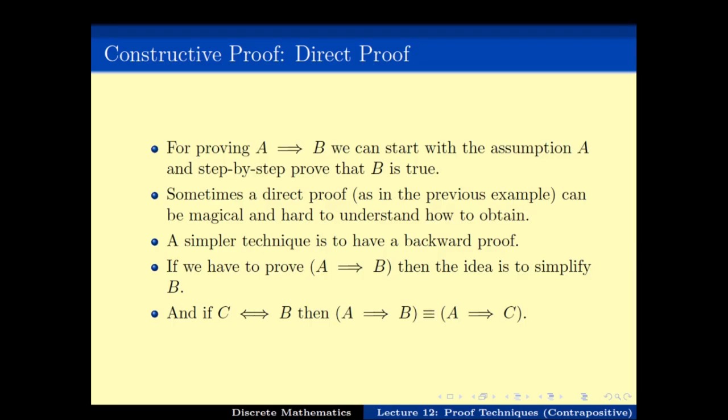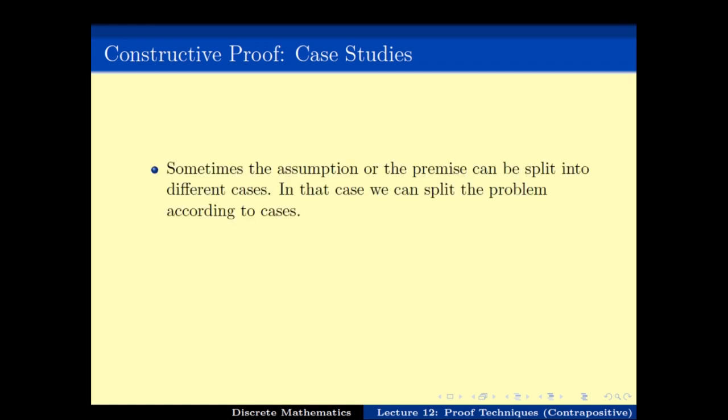The other constructive proof technique that we saw was what we call case studies. In the case studies, the idea is that you can sometimes split the assumptions into cases. Namely, if you can write A as C or D, then proving A implies B is the same as proving C implies B and D implies B. One can split the problems into smaller parts. Now, how to split the problem or assumptions into smaller parts is something that has to be practiced or understood by yourself. We have seen a few examples of applying the case study proof.